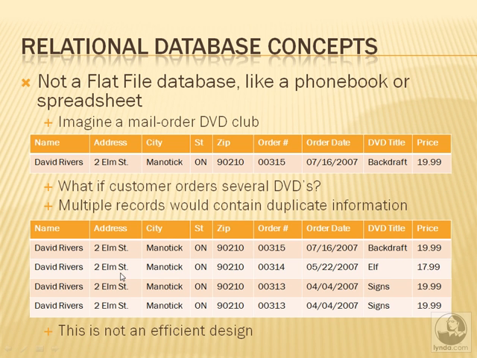The address is repeated 4 times, so is the city, state, and zip. The order numbers change, but down here you can see that we've got the same order number because the same DVD was ordered twice, maybe one for oneself and one as a gift. So here we've got a very inefficient design.